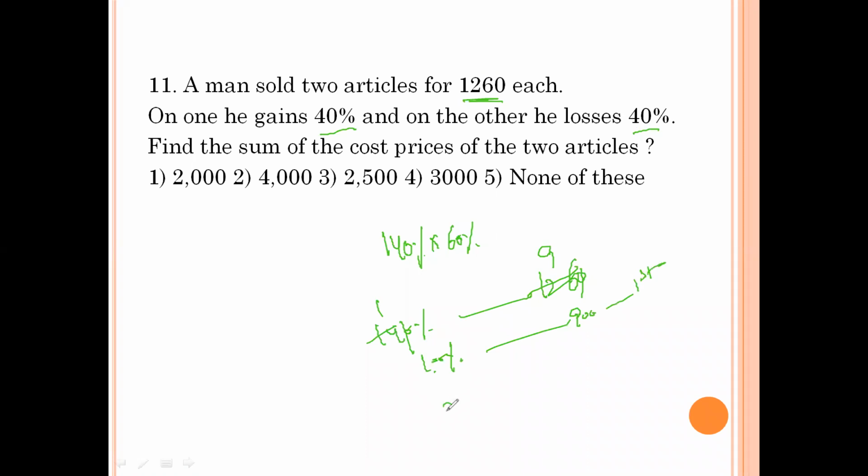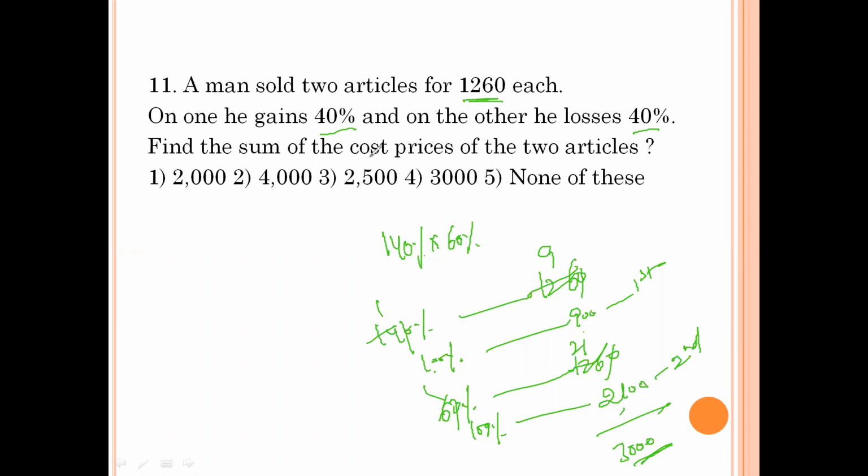In the second case you get a loss of 40%, which means 60% value is 1260. So 100% value is 2100. This is the second case. So the sum of the cost prices is 900 plus 2100, which is 3000. 3000 is the sum of the cost prices of these 2 items. Option number 4 is the right answer.